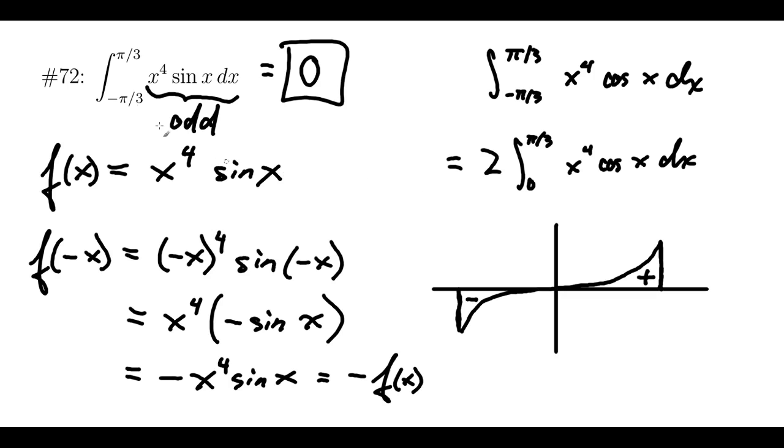So be alert to that. If you see symmetric bounds, check to see if the function is odd, because if so, you can just state the function is odd and that the answer is 0. If you want to be really clear, you could say by symmetry. It's not really necessary, but it is nice. It's kind of good style. The integral is equal to 0 by symmetry.